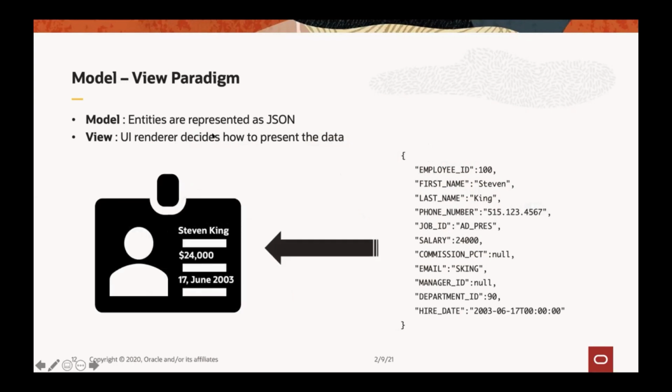So here is an example. Just consider this as an HTML page wherein there is the employee's name, his salary, etc. So all the UI needs is a JavaScript object. Once it receives a JavaScript object, it decides how to render it on the web page.